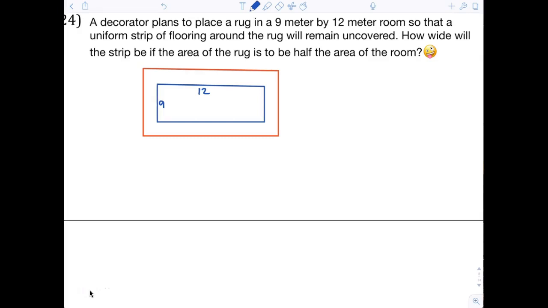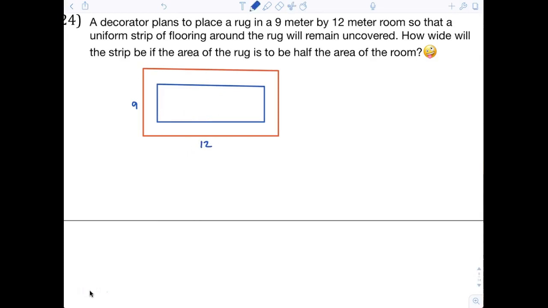A decorator plans to place a rug. Oh, yeah, thank you. The rug's 9 by 12. Thank you. I mean, the room is 9 by 12. So fix your numbers. All right, so now please listen. This is what makes it hard.